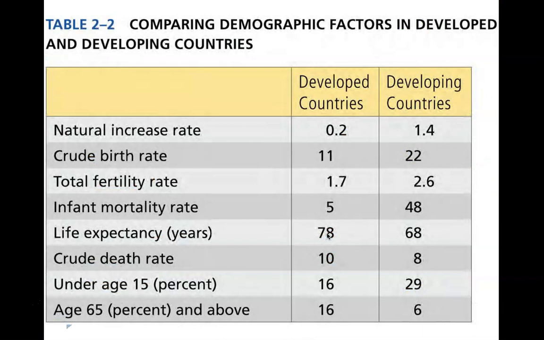All right, so when we're comparing demographic factors in developed and developing countries, we have the natural increase rate, right? Notice the difference, right? NIR is 1% higher, right? Which is a lot, right? Death rate is doubled. Total fertility rate is almost one more child. Infant mortality rate is a vast difference. Almost 40 more children die before the age of 1. Life expectancy is a flip there, and you can see a 10-year difference there. Death rate, again, in developing countries is higher.